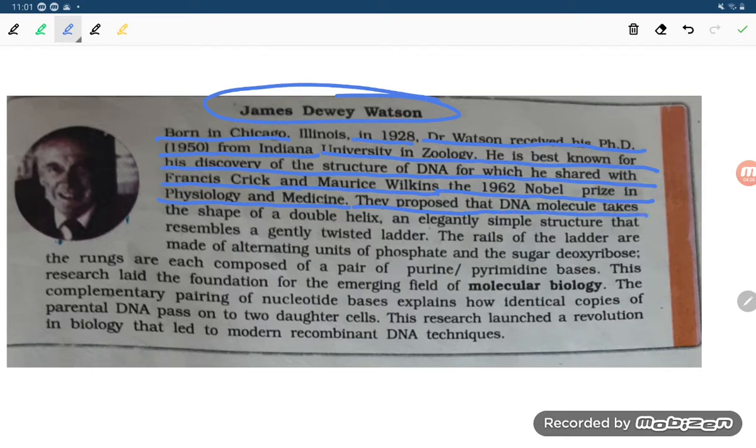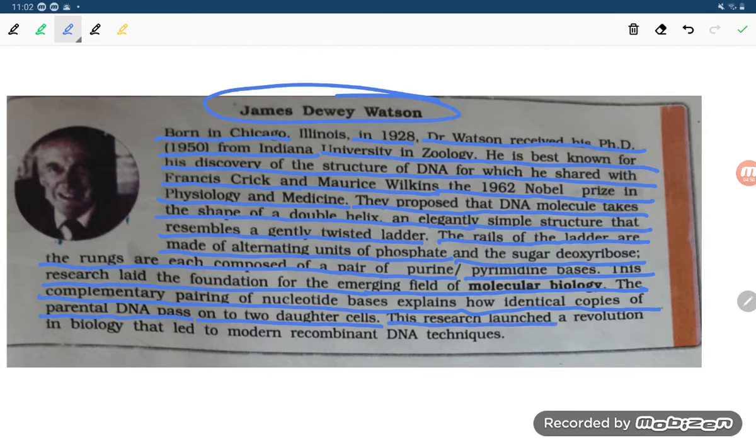They proposed that the DNA molecule takes the shape of a double helix, an elegantly simple structure that resembles a gently twisted ladder. The rails of the ladder are made up of alternating units of phosphate and the sugar deoxyribose. The rungs are each composed of a pair of purine and pyrimidine bases. This research laid the foundation for the emerging field of molecular biology. The complementary pairing of nucleotide bases explains how identical copies of the parental DNA pass on to two daughter cells. This research launched a revolution in biology that led to modern recombinant DNA techniques.